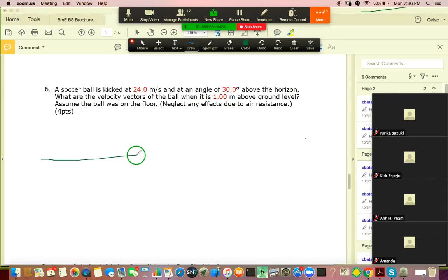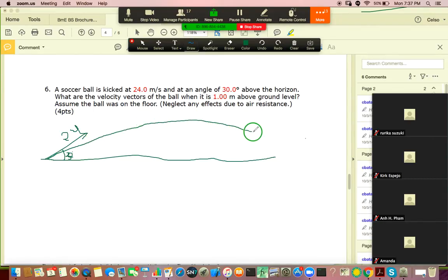Okay, so this is the floor, perfectly horizontal, as you can see. And then you have a soccer ball that is thrown with an initial velocity, 24 meters per second, okay? And the angle is given, 30 degrees. Now, when you throw this ball, when you kick this ball, it's going to go like this. Projectile motion.